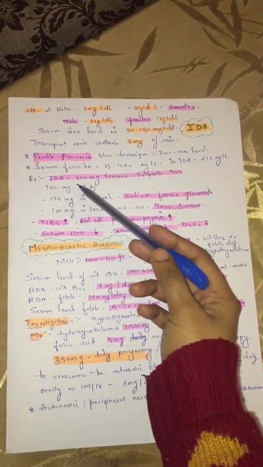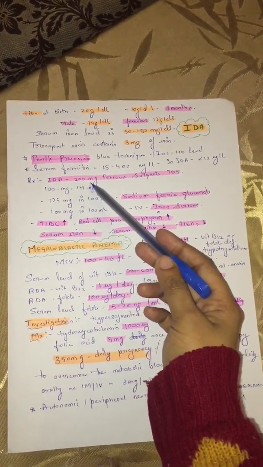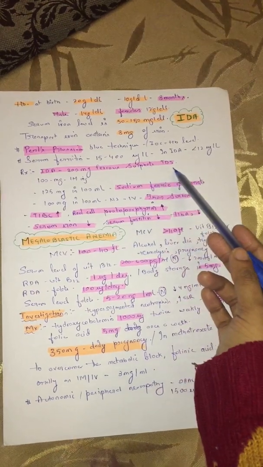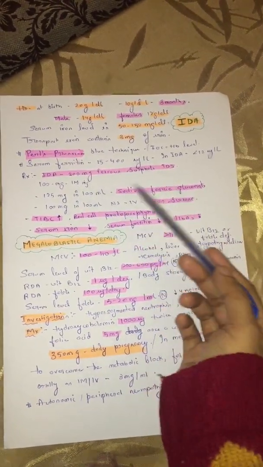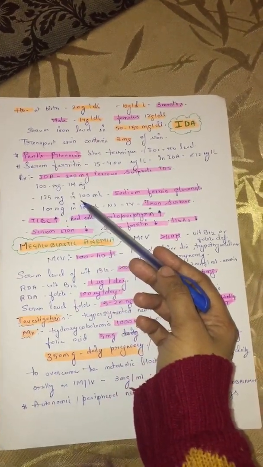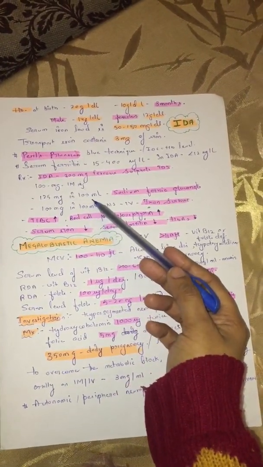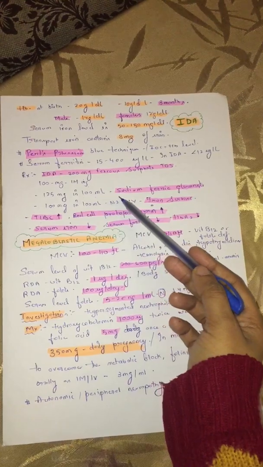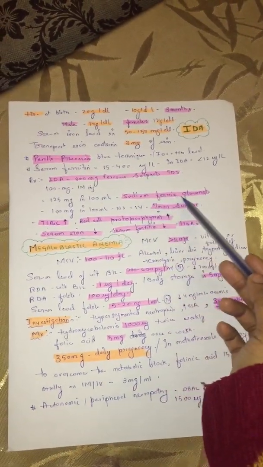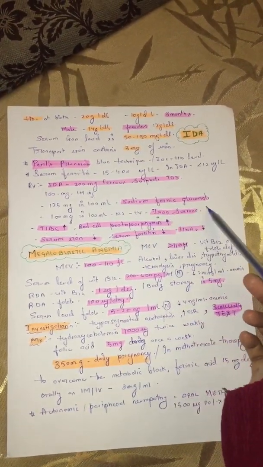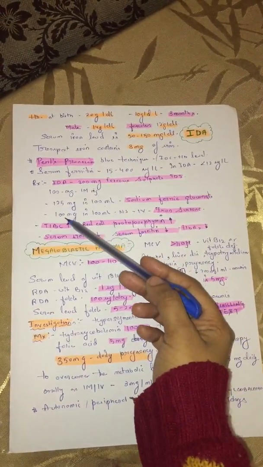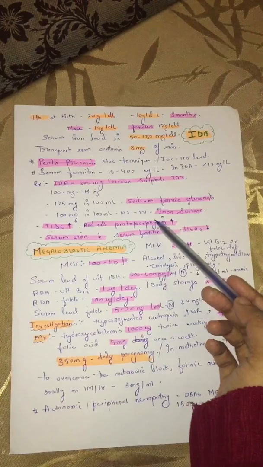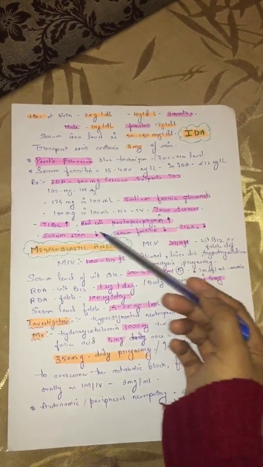And we'll talk about the treatment. 200 milligram ferrous sulfate can be given 3 times a day, and 100 milligram iron injection can be given, that is the dextran, and 125 milligram in 100 ml we can add in the normal saline. This is sodium ferric gluconate, and we can also add iron sucrose in 100 ml normal saline, and the doses will be like 100 mg. That can be given by IV route.